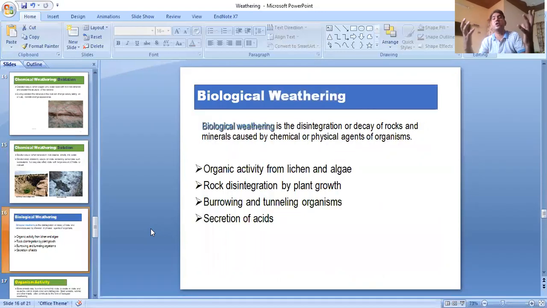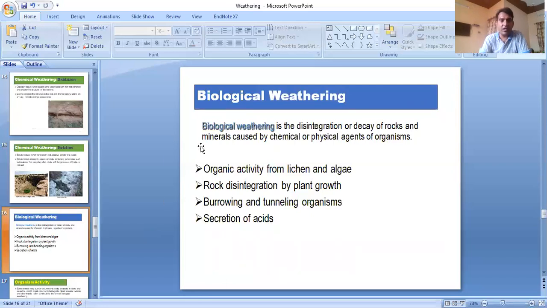Now we are coming to biological weathering. So physical weathering, then chemical weathering, now biological weathering. In physical weathering, the physical structure was changed. There's no change in the chemical composition. In chemical weathering, the chemical composition of the rocks will change and start to break down. In biological weathering, living organisms are involved. They are the agents bringing the change in the rock.